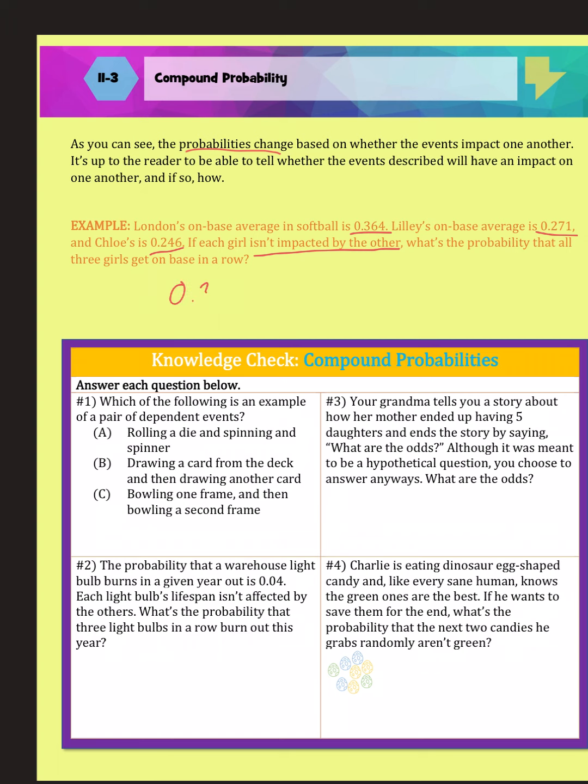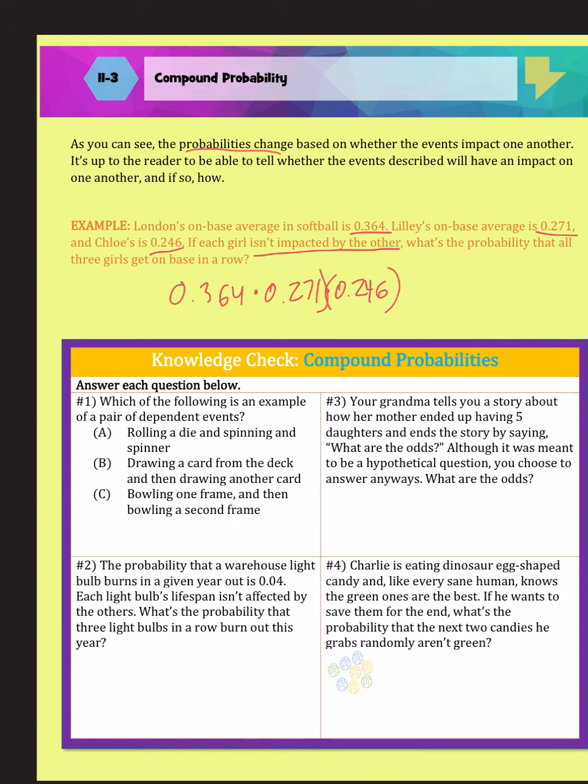So I just take 0.364 times 0.246. Oh, I need to get them in order. I've got to get it together. So 0.364 times 0.021 times 0.246.